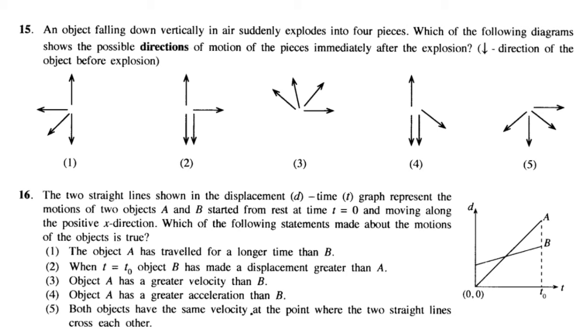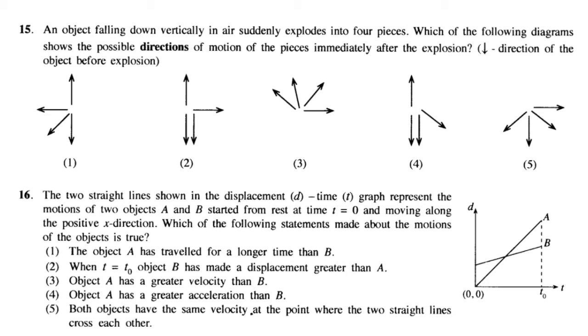Two objects, A and B, start from rest at time t equals 0, and they are asking for the true statement about the motions of these objects. First, the object A has traveled for a longer time than B. A and B both started when time is 0, and they have traveled for a time t naught. Their traveling time is t naught. So 1 is wrong.